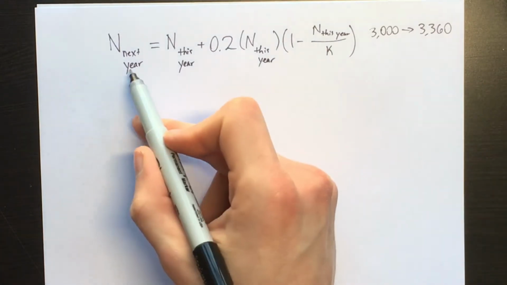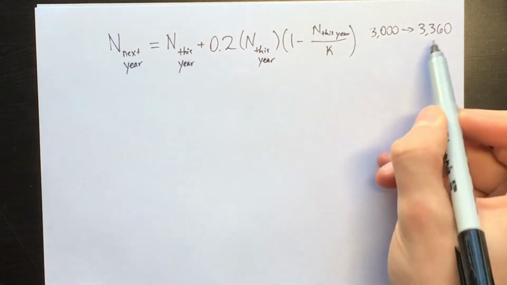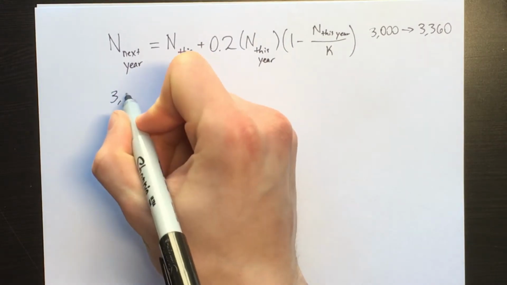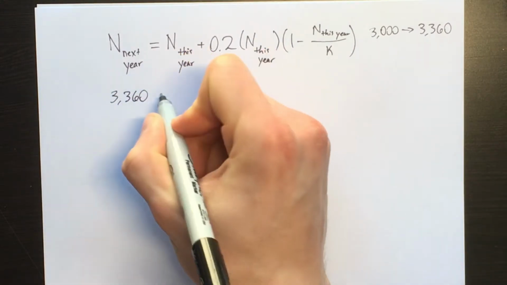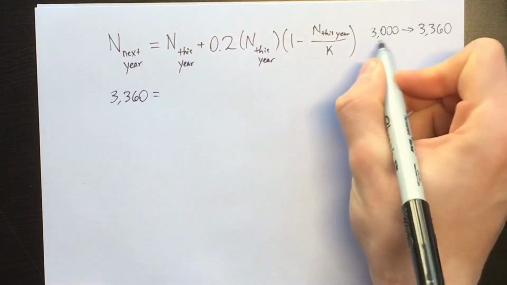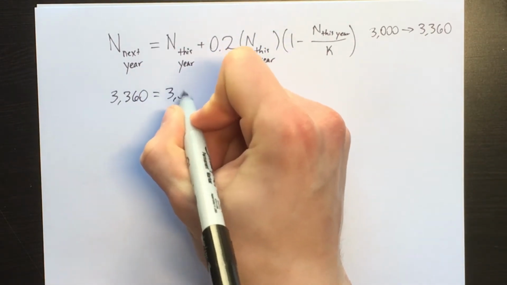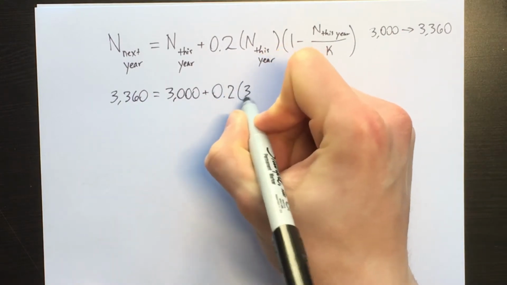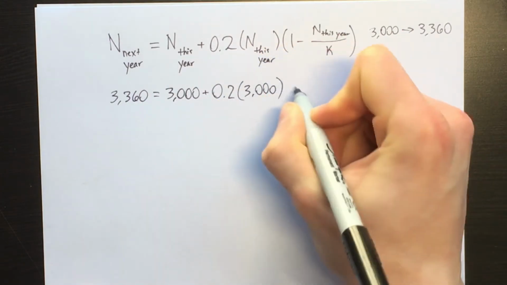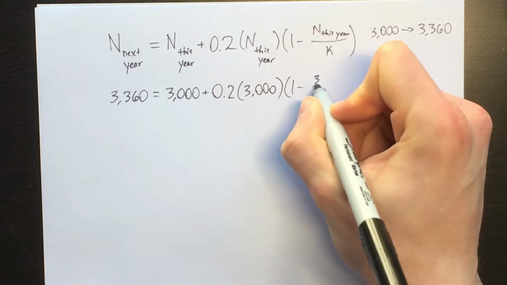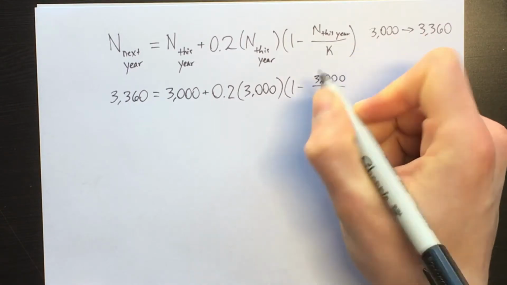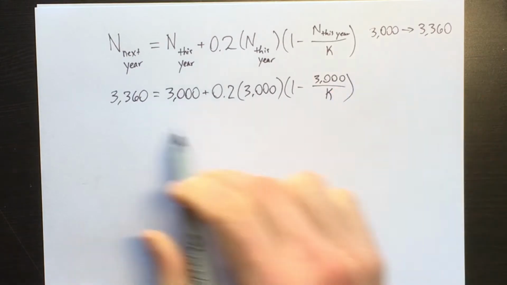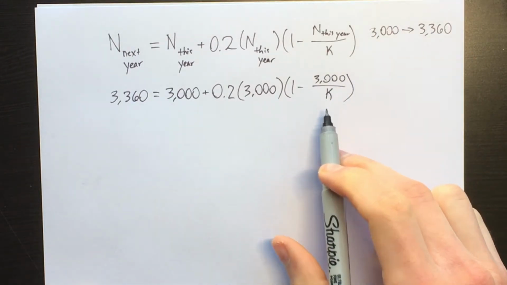So we actually already know our n next year, right? We know that we want it to be this. So it's going to be 3,360 equal to n of this year, still 3,000, because we're starting with 3,000, plus 0.2 times 3,000 times 1 minus 3,000 over k, which we actually don't know, right? Because that's what we're looking for. So once you're here, you're just trying to solve for k.